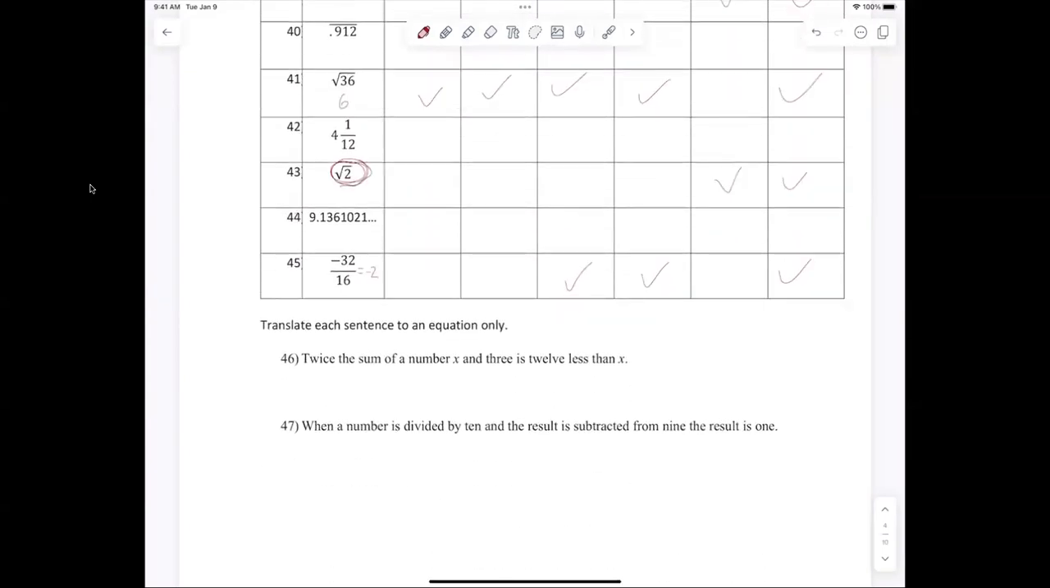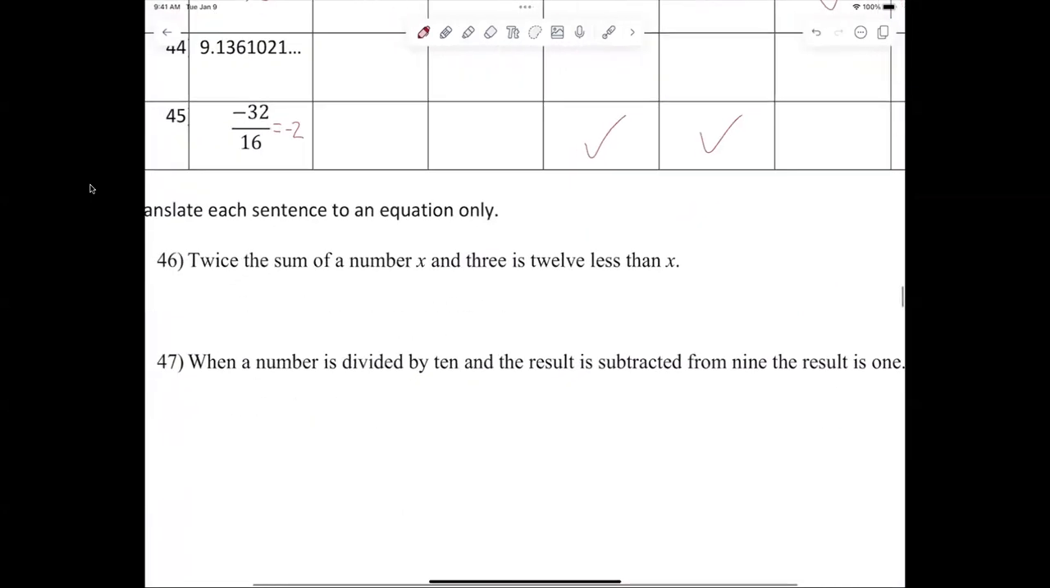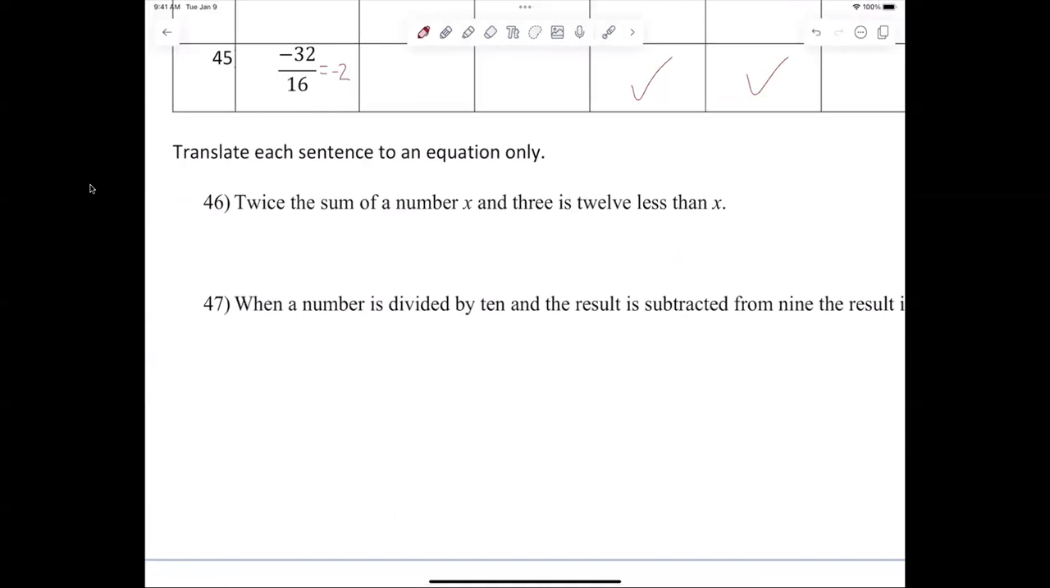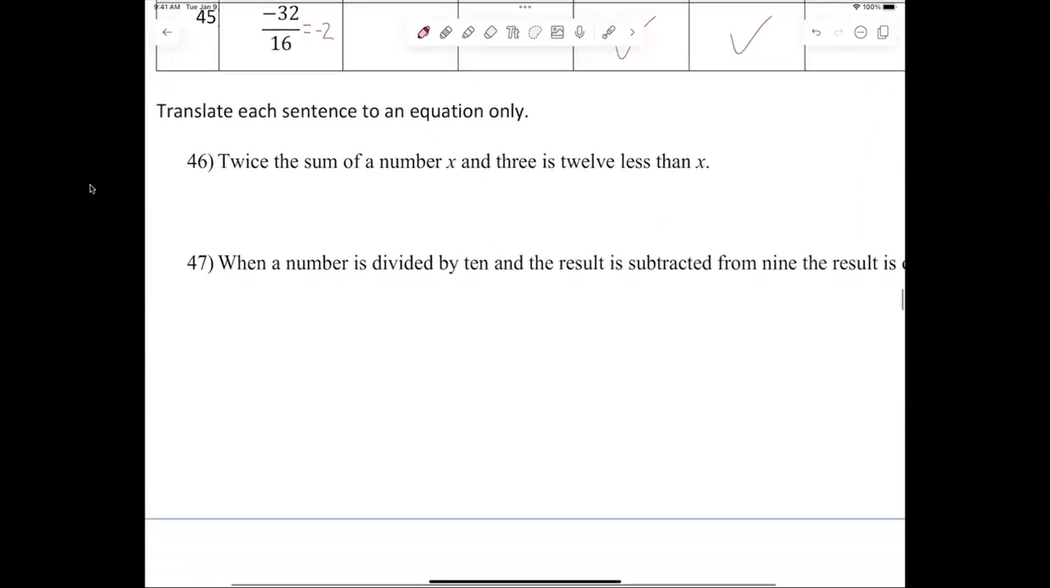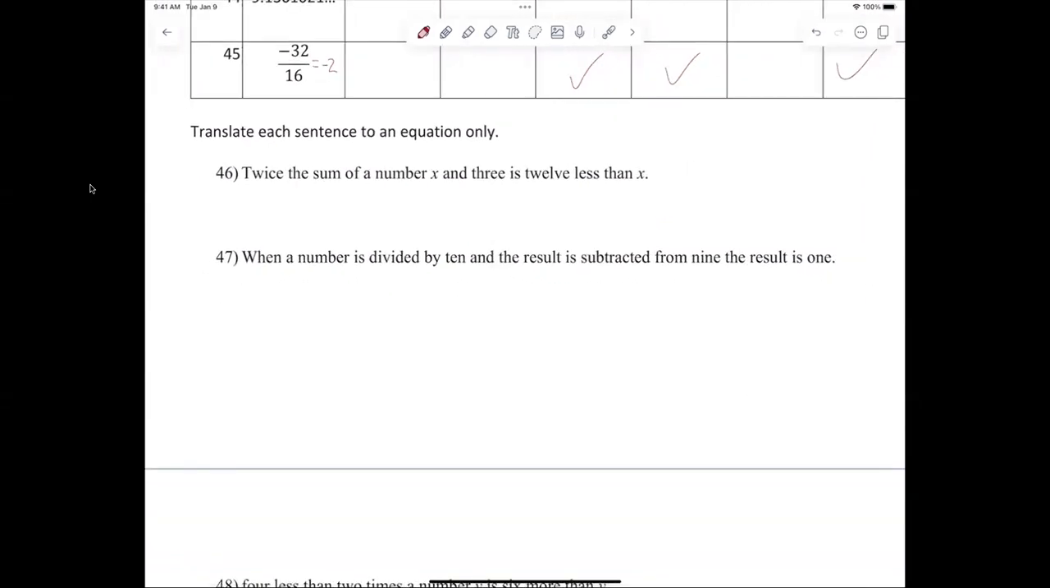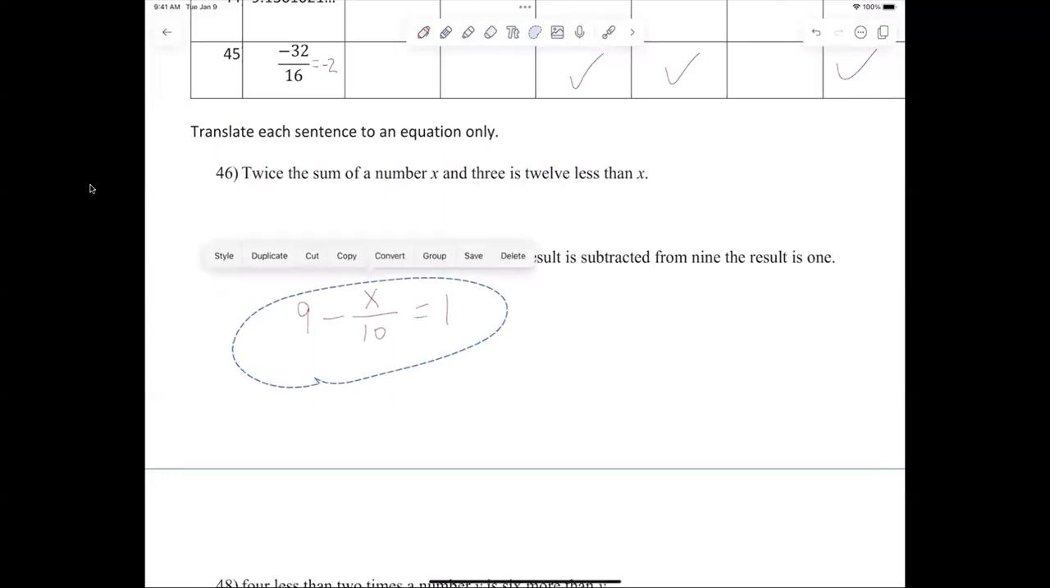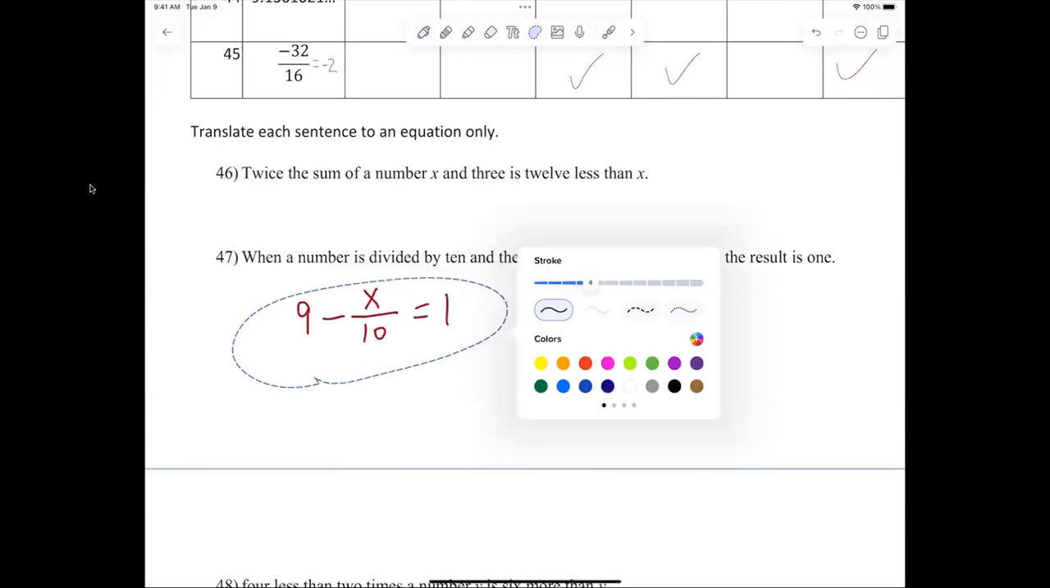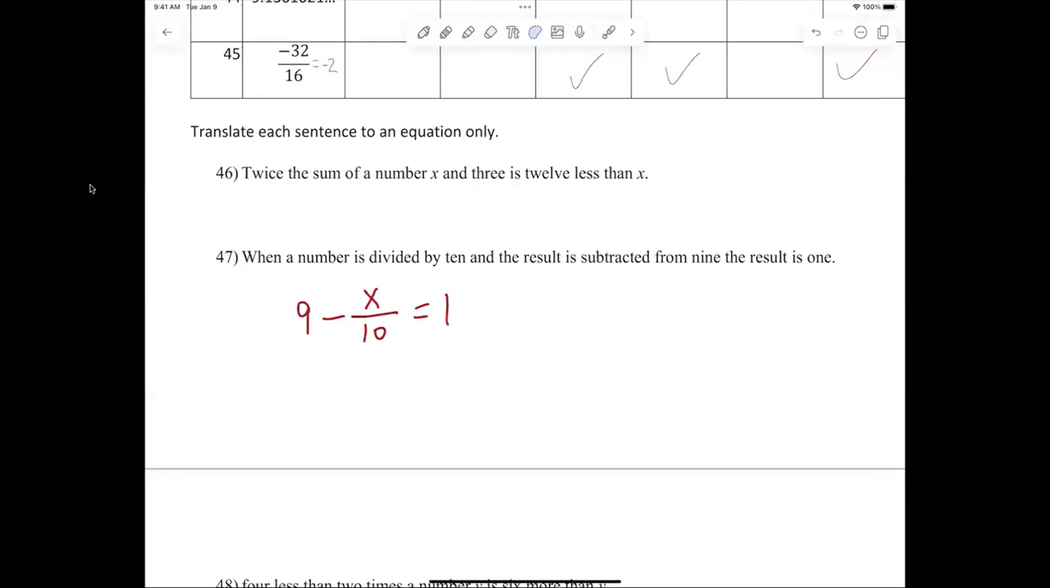Very good. All right, now we're translating into equations. We're not solving, we're just translating. So again, number 47. When a number is divided by 10, so x divided by 10, the result is subtracted from 9. So 9 minus that equals 1. That's what we're doing. Sorry, I'm going to blow that up a little bit. There we go. Anybody have any questions with that? That was very tricky.